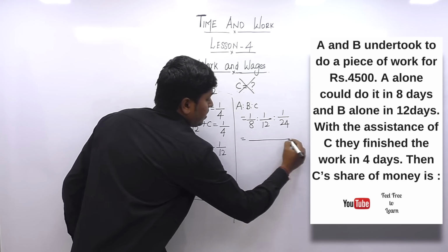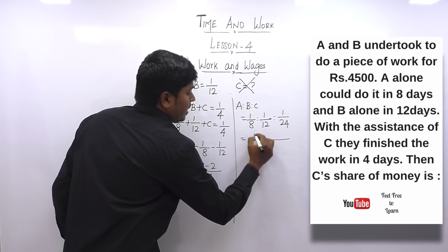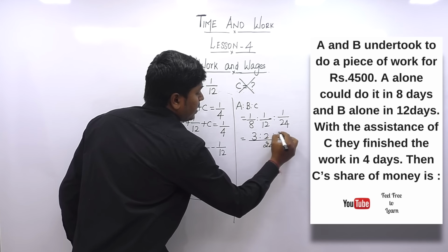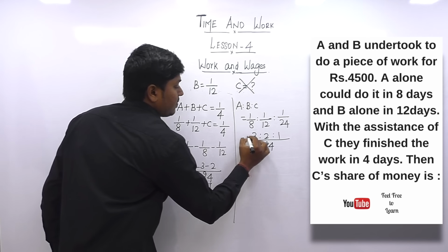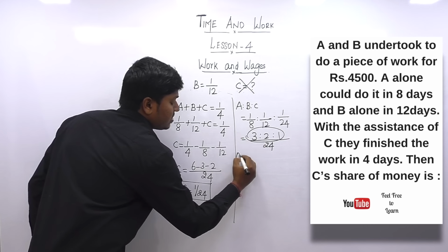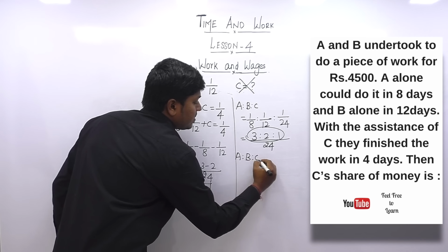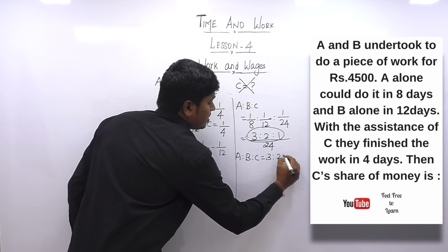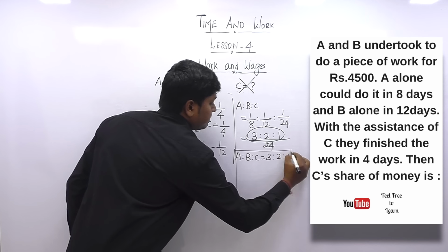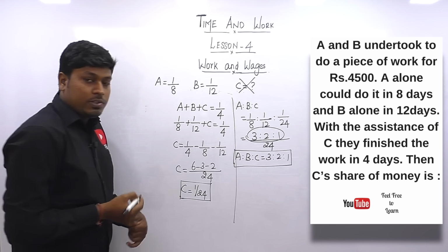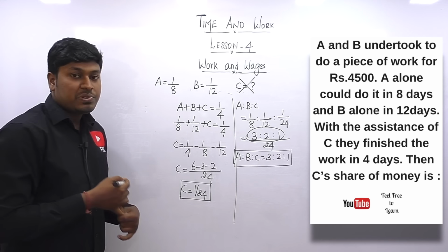So take LCM now. So LCM will be 24: 8 3s are 24, 12 2s are 24, 1 24s are 24. So finally we can say that the ratio A is to B is to C is equal to 3 is to 2 is to 1. So step number 2 is also completed. We have found the ratio of A is to B is to C.